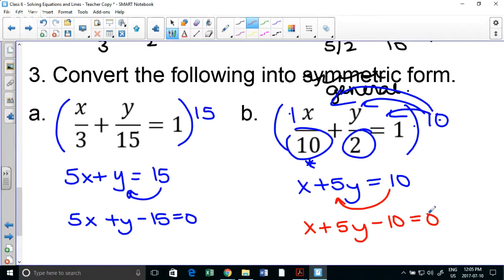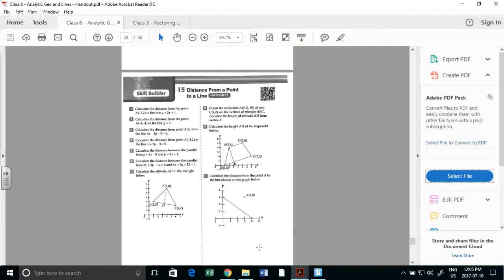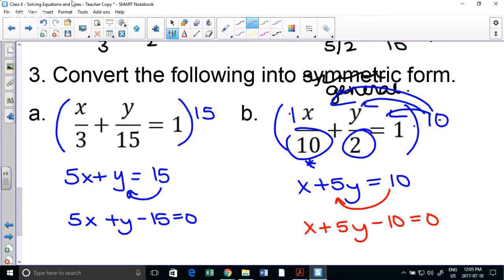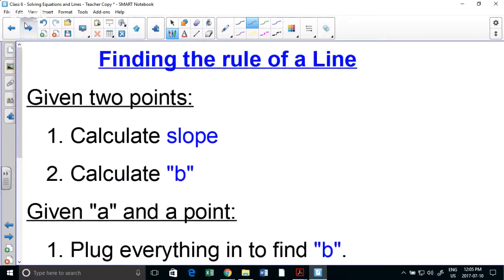So that's it for symmetric form. On your handout today, there are a lot of questions involving symmetric form, so just make sure you pay attention to those. We have one last tool that we're going to talk about.